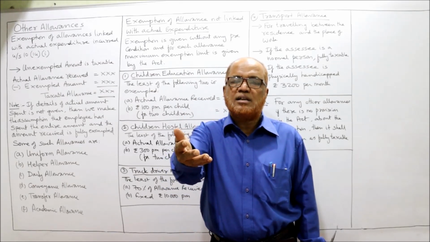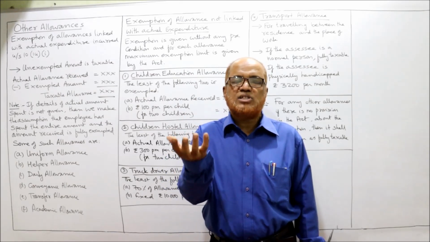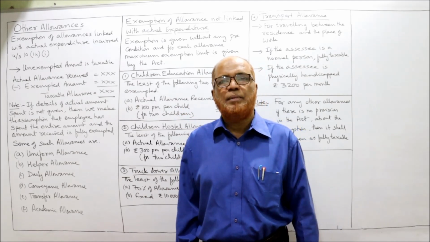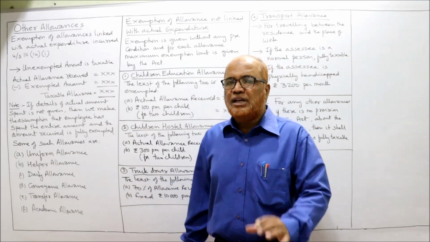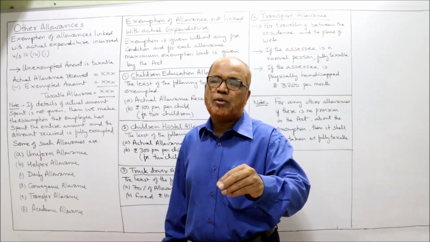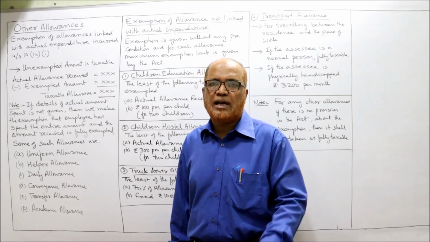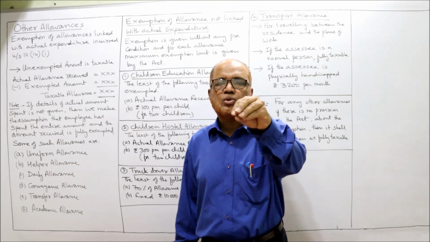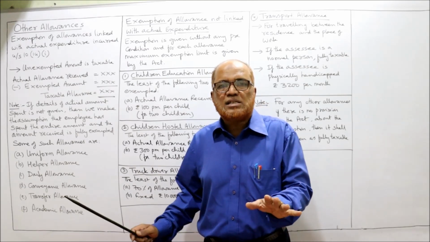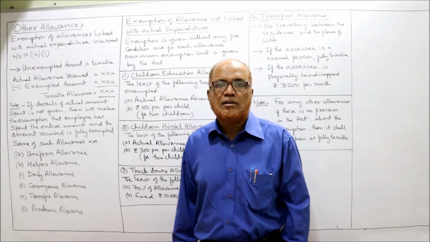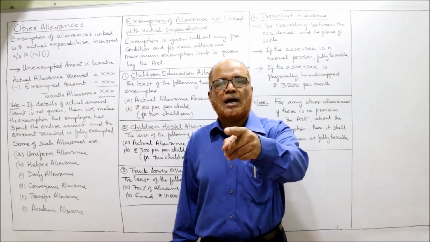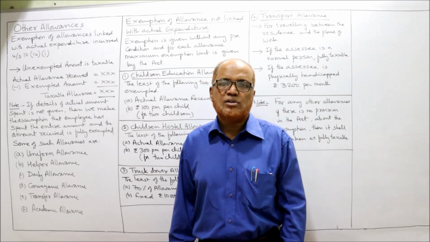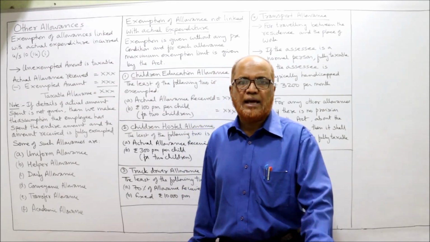The expenditure he has incurred is exempted. The allowance which he has not spent as expenditure, that amount will be taxable. So if details are not given, then we assume that the employee has spent the entire amount, so it is fully exempted. Example: the employer has given 5,000 rupees as dress allowance and nothing is given regarding how much he has spent. Nothing is given, so we assume that the employee has spent the entire amount and nothing is left, so nothing is taxable, completely exempted.